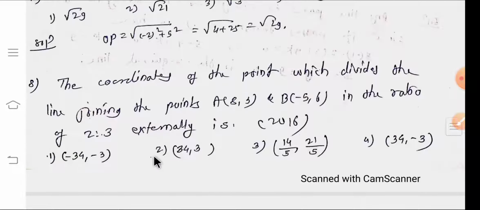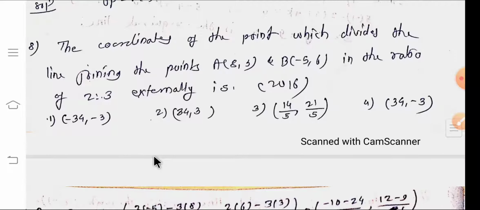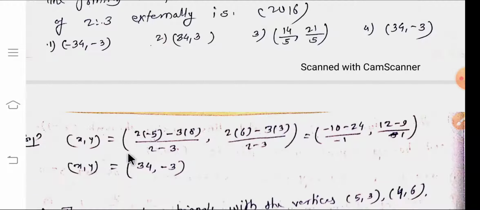Next example is, the coordinates of the point which divides the line joining the points A of 8 comma 3 and B of minus 5 comma 6 in the ratio of 2:3 externally, means external division. The formula for external division is m into x2 minus n into x1 by m minus n, comma m into y2 minus n into y1 by m minus n.